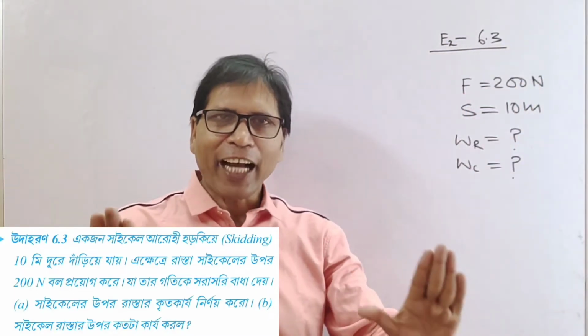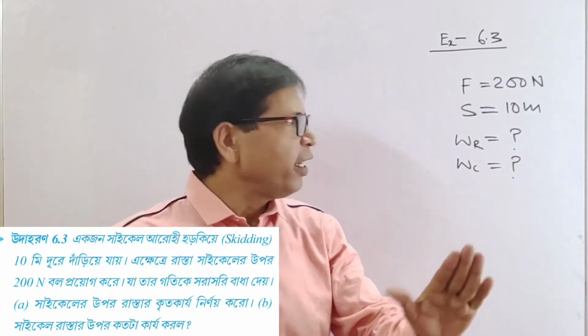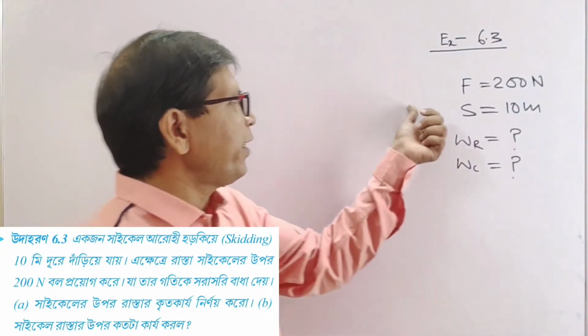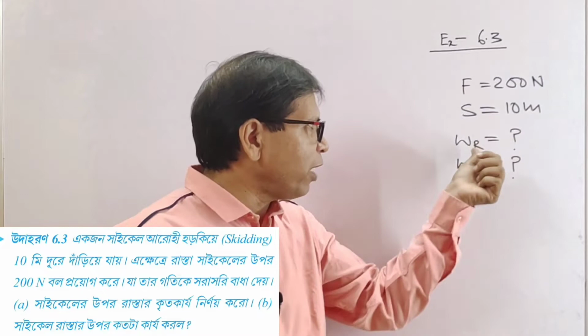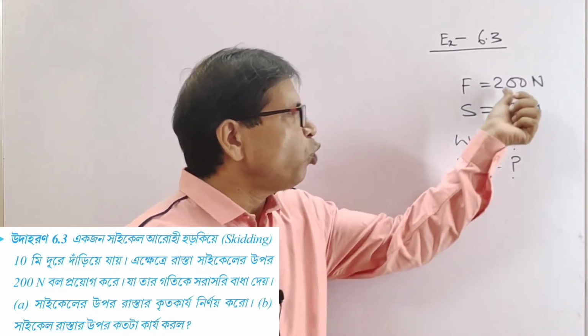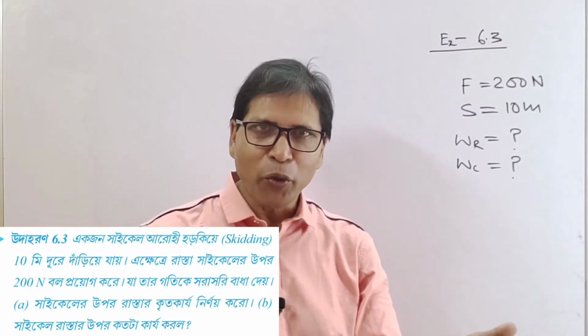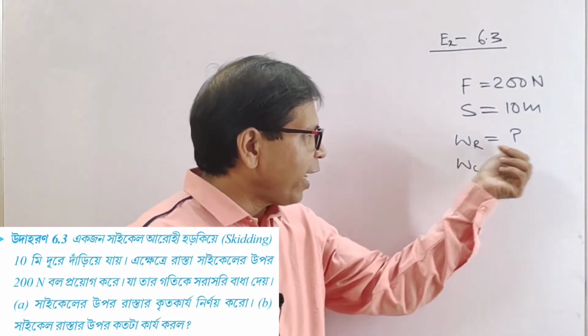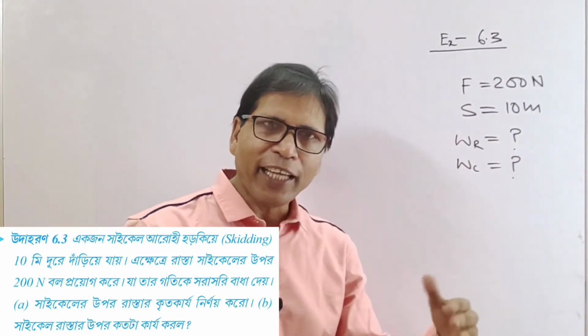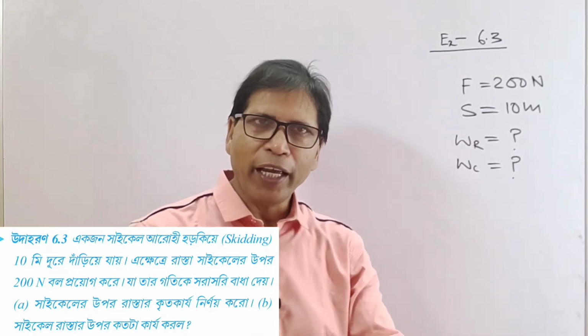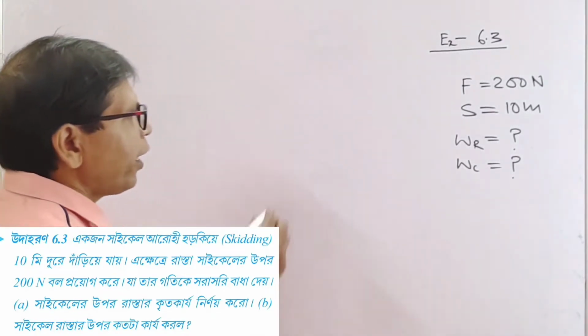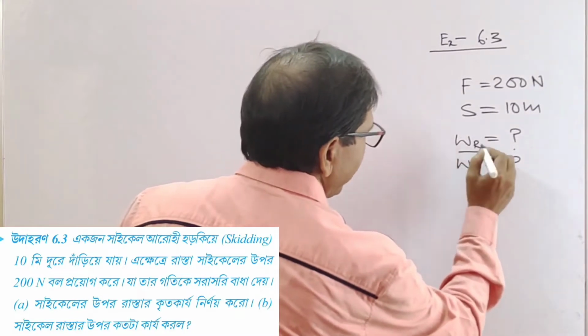Okay, next, NCERT example 6.3. A cyclist comes to a skidding stop in 10 meters. In this case, the opposing force applied by the road is 200 Newton. Now we have to calculate work done by the road on the cyclist and work done by the cyclist on the road.